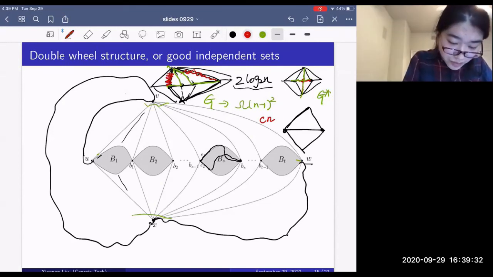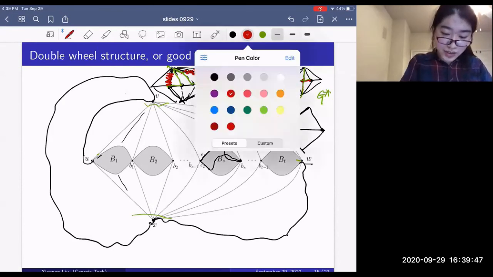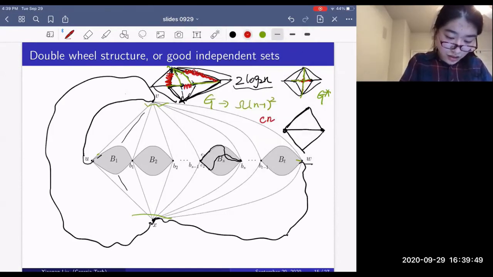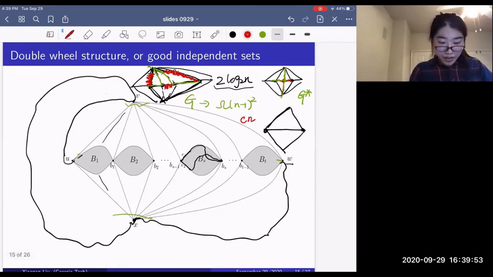If the Hamiltonian cycle passes through these 2 red edges, we can use the green edges to modify it and get a Hamiltonian cycle in G. And just pay attention here, we don't use this edge. So yeah, this is our idea.